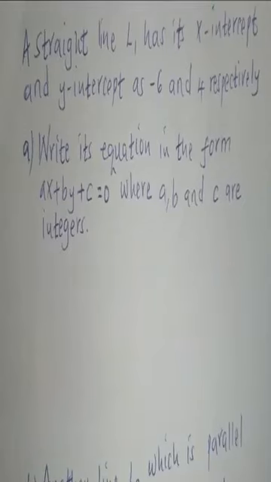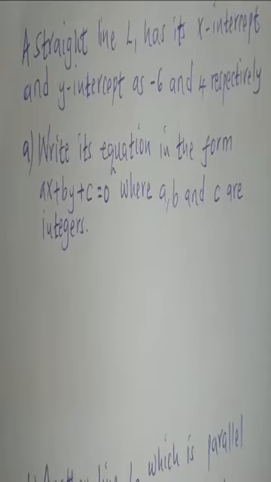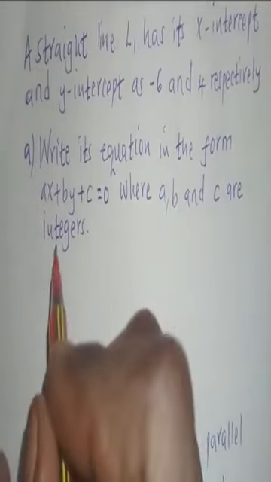Welcome to our lesson. A straight line L1 has its x-intercept and y-intercept as -6 and 4 respectively. A. Write its equation in the form ax plus by plus c equals 0, where a, b, and c are integers.